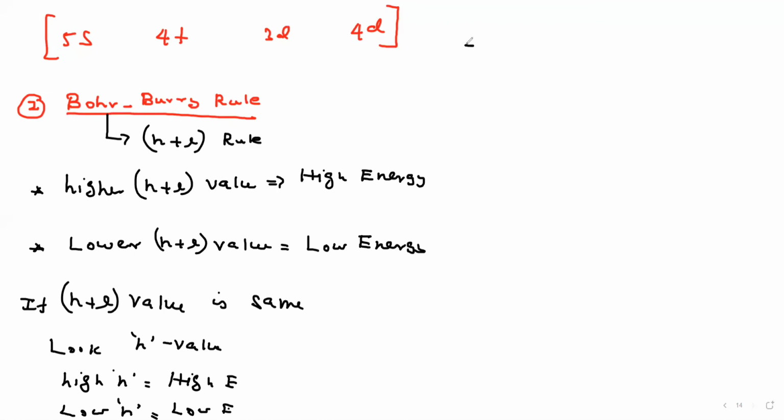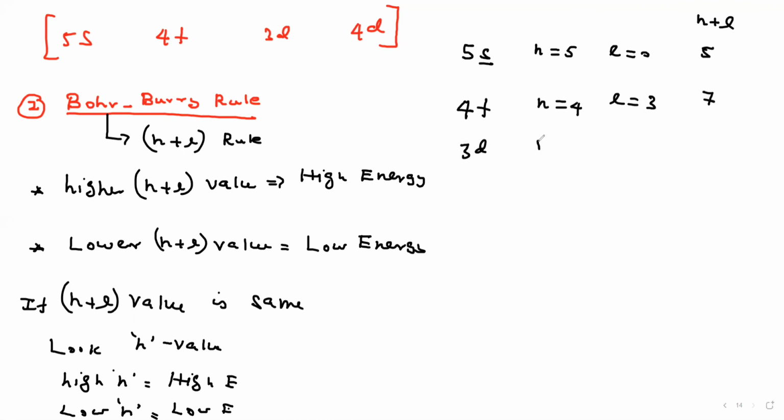Now see, in case of 5s, what is the n value? 5. What is the l value? s belongs to 0. So n plus l is equal to 5. In case of 4f, n is 4 and l for the f orbital is 3, so n plus l is 7. Now 3d: n is 3, l is 2 for d, therefore 3 plus 2 is 5. Now the 4d orbital: n is 4, l is 2, so 4 plus 2 is 6.